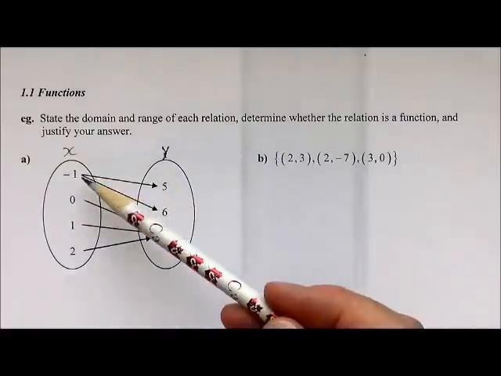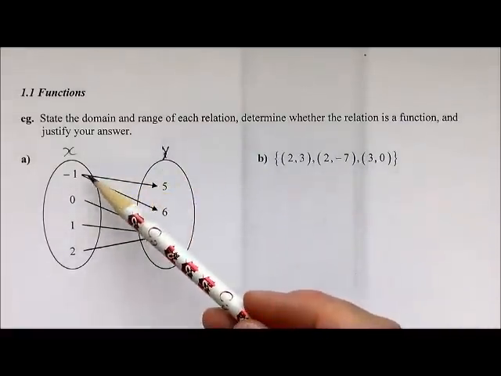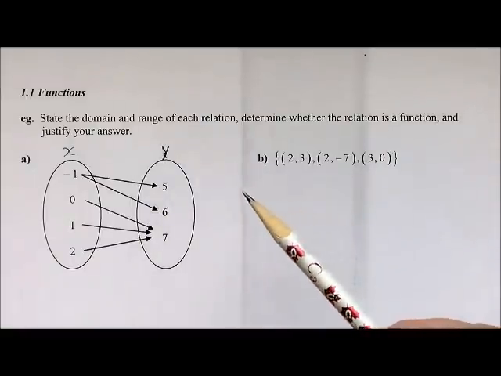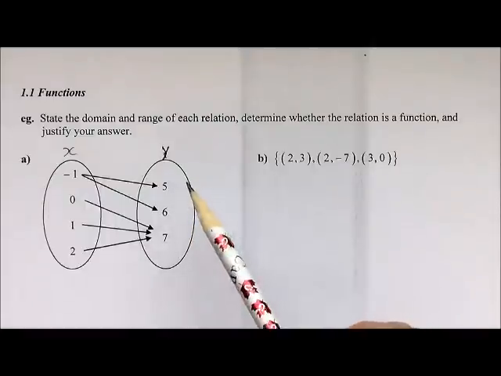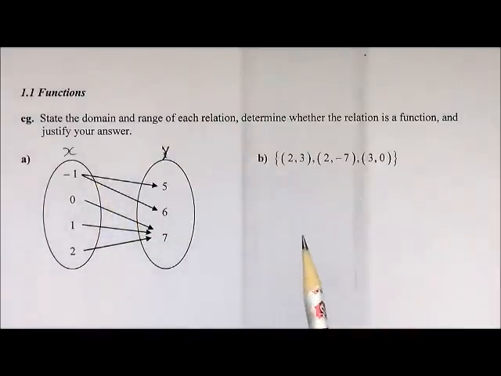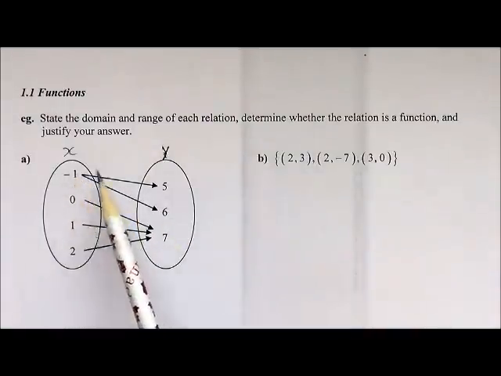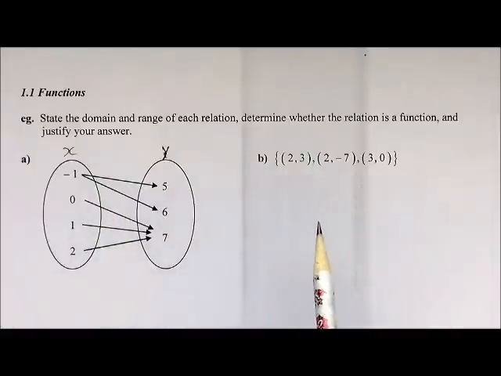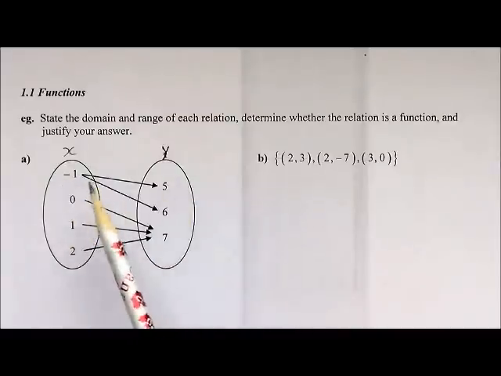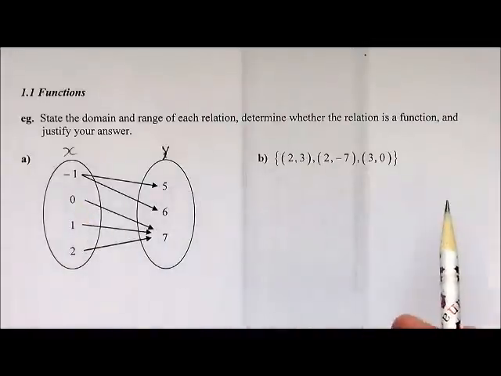Then we take a look at -1. And we see that -1 maps onto 5, and also -1 maps onto 6. Here's where the problem lies, because for any relation to be a function, think about this for a second. What's the condition for a relation to be a function? We need that every x value maps onto one y value.